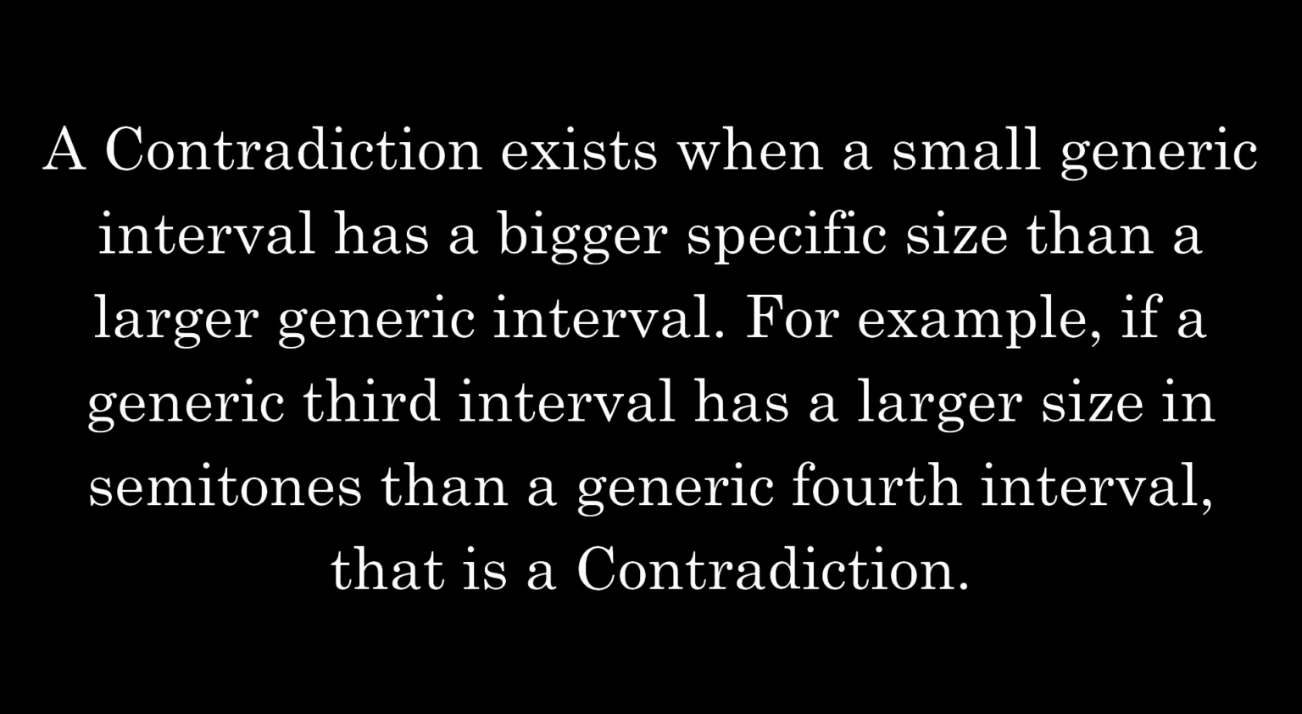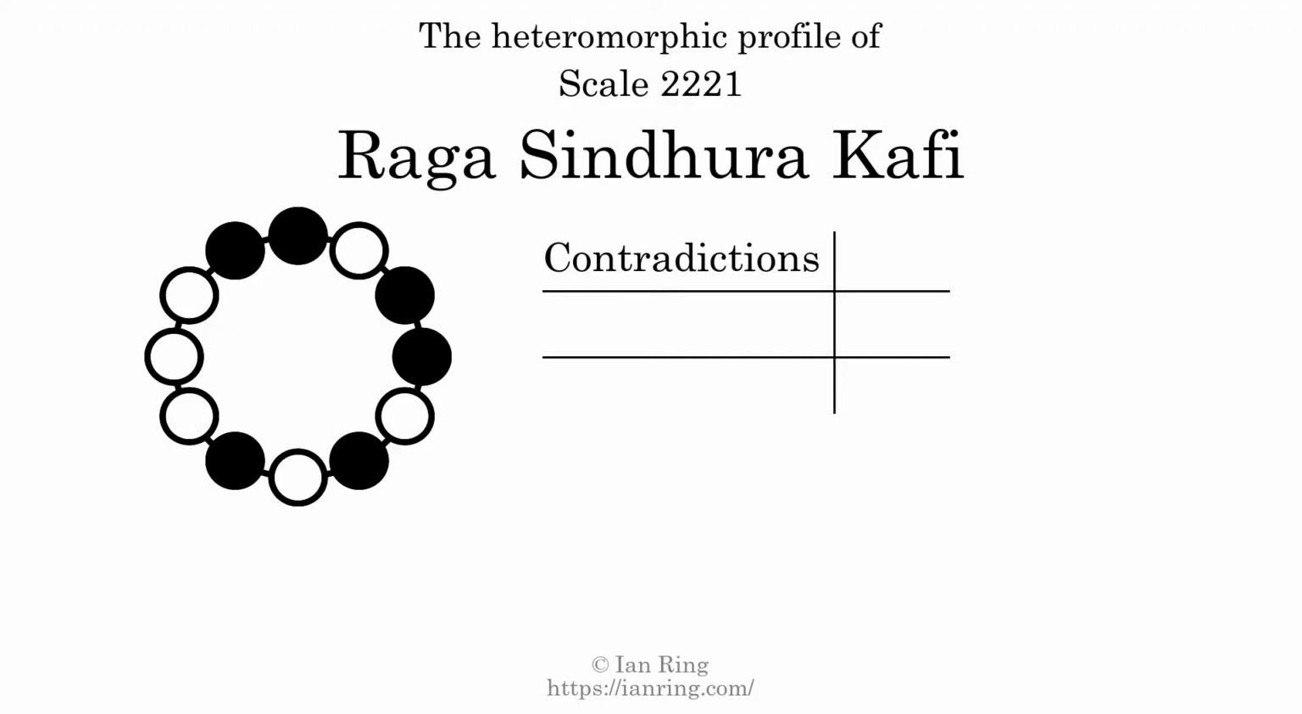A contradiction exists when a small generic interval has a bigger specific size than a larger generic interval. For example, if a generic third interval has a larger size in semitones than a generic fourth interval, that is a contradiction. The number of contradictions in this scale is 14.